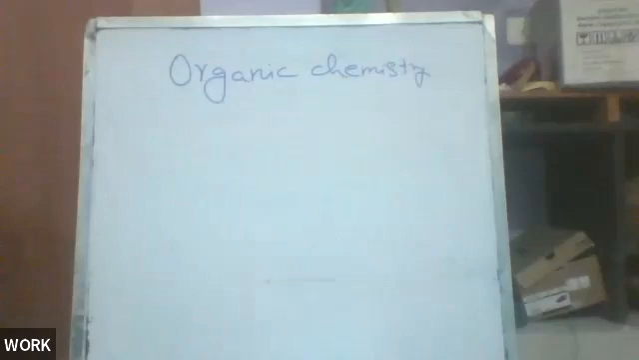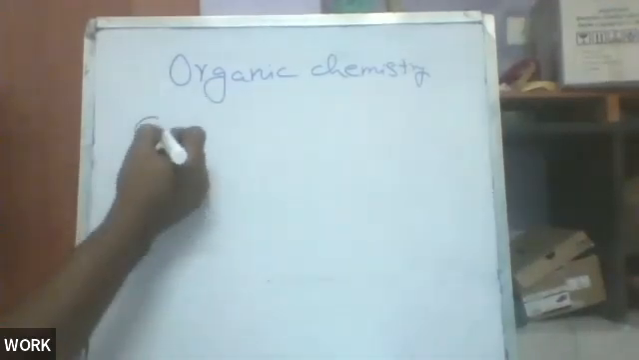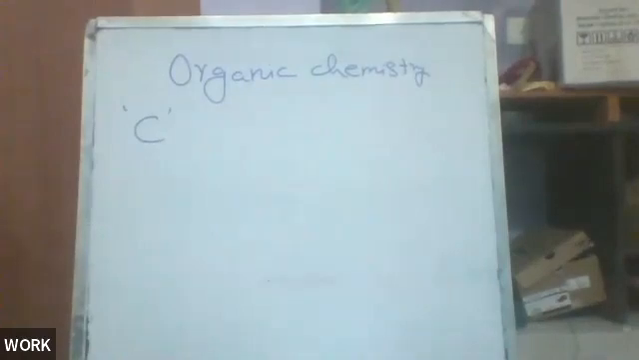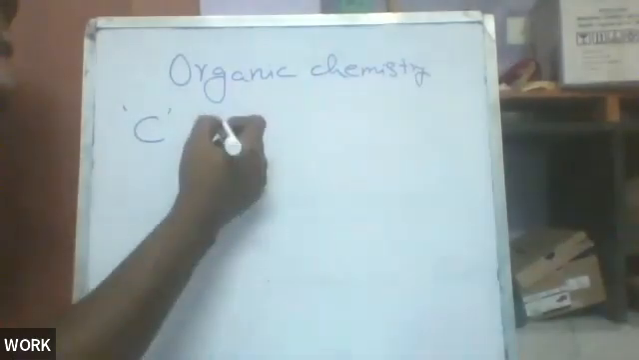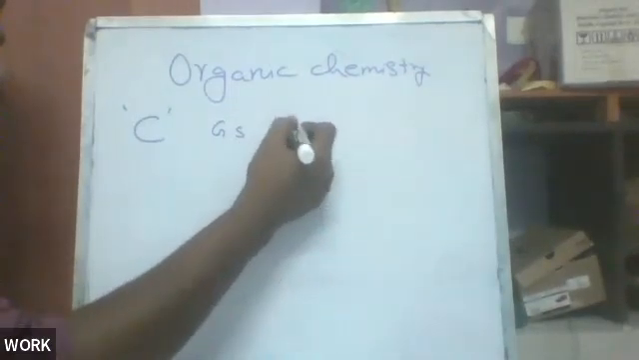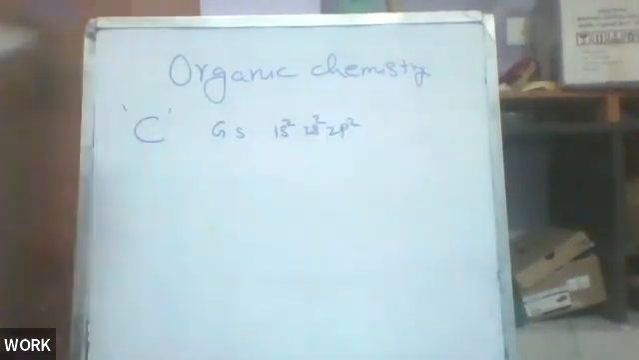When you see organic chemistry, it's mainly because of carbon. The backbone behind your organic compound is carbon. Why have we taken carbon, forming plenty of compounds like that? Because the carbon atomic number is 6. You know the ground state electronic configuration is 1s2, 2s2, 2p2. It has a very small size, and it has a special property called catenation. Catenation means it will form a chain.